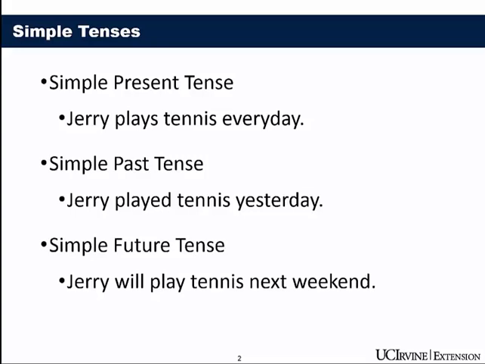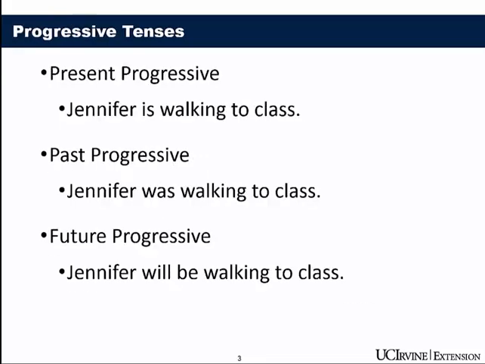To show simple future, we use the word will plus the simple form of the verb. So will play is used to show future tense. Then we have the progressive tenses. Progressive tenses show that an action is continuing at a certain period of time.